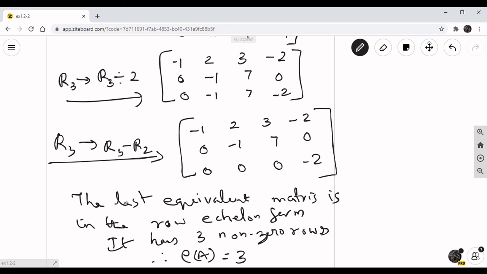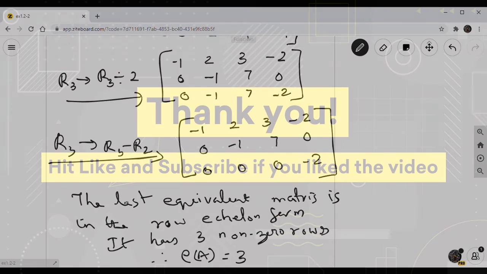So with this, we finish the 1.2 second sum. Under the second sum, we had 3 sums for finding out the rank.